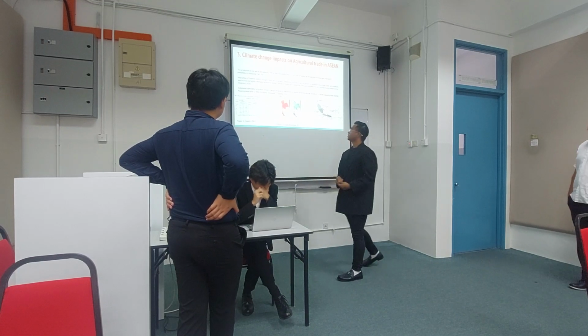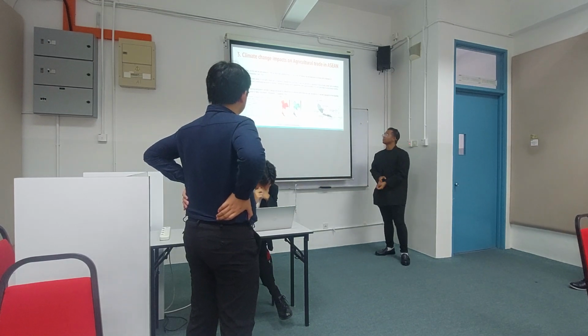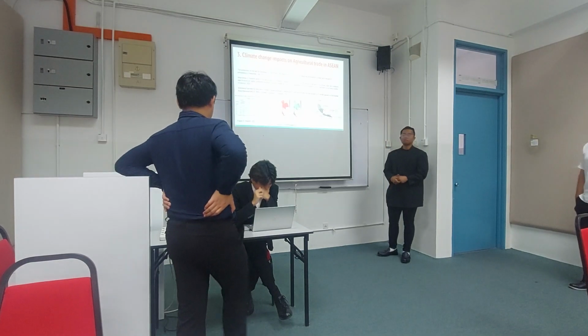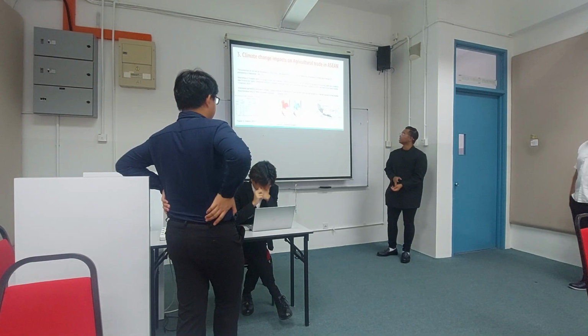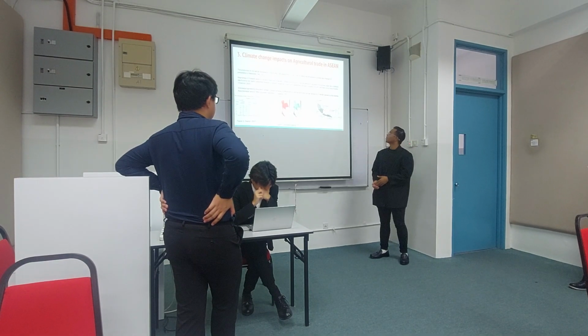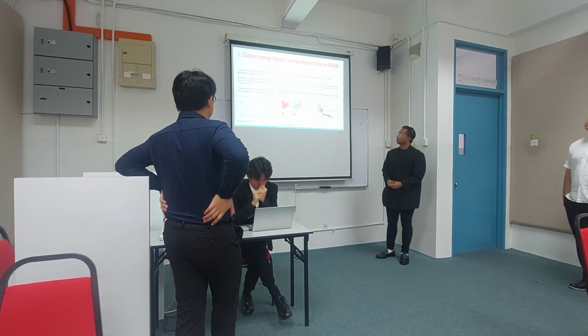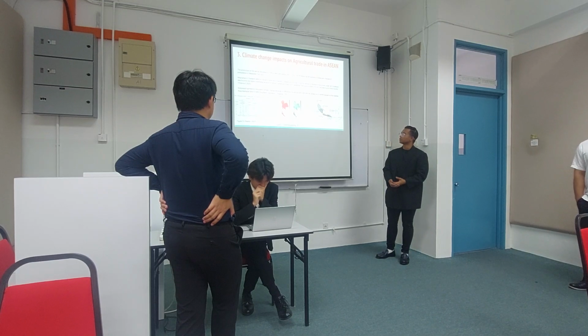So the last one is Indonesia. Indonesia is harmed by long-term climate because it is influenced by annual and inter-annual variations in rainfall caused by the Australia-Asia monsoon and El Nino Southern Oscillation.